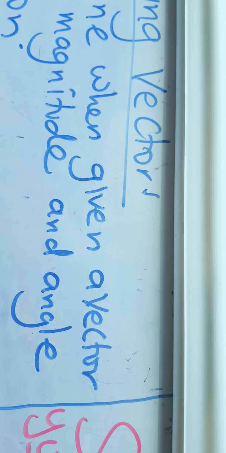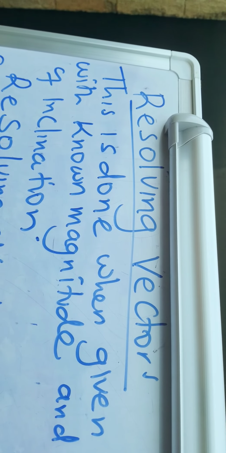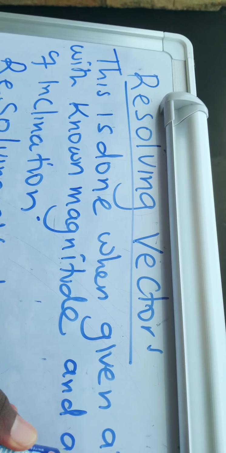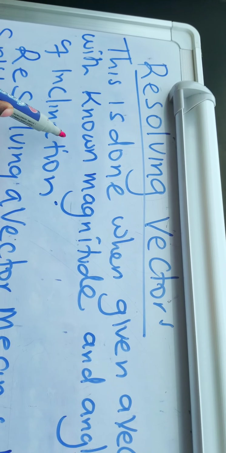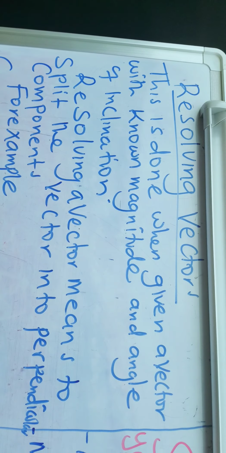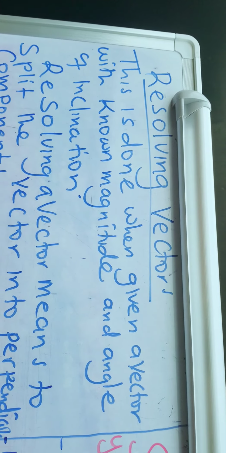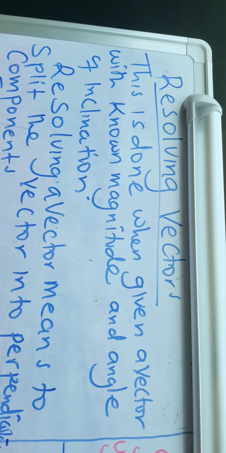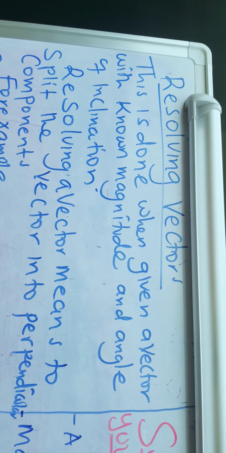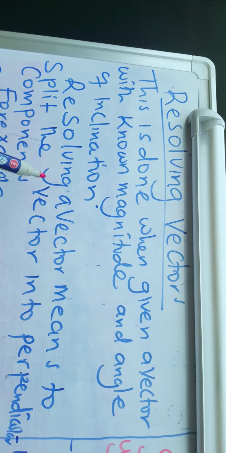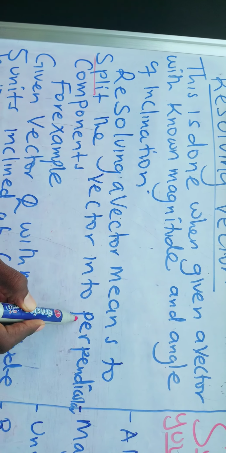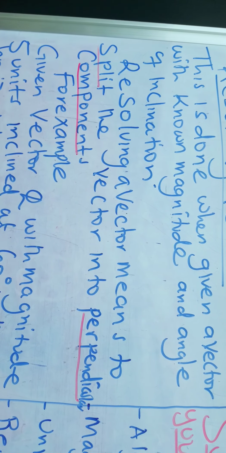Okay, we now go to resolving vectors. We are saying resolving a vector is done when given a vector with known magnitude and angle of inclination. So sometimes we are going to be given a vector, but we only know the magnitude and the angle at which it is acting. So resolving a vector means to split the vector into perpendicular components.